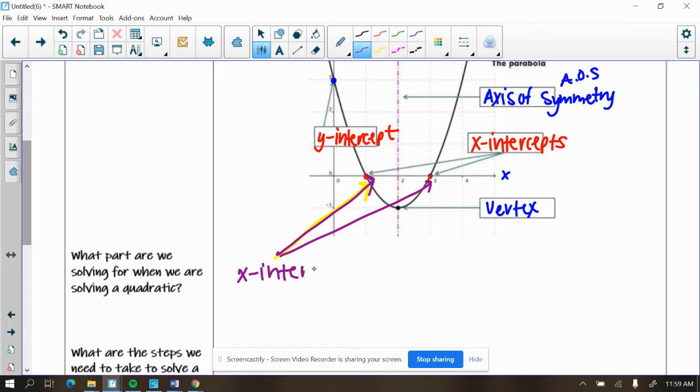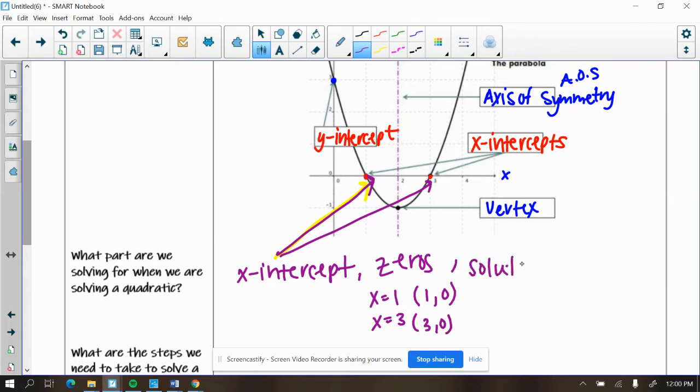The other name that we can call them is the zeros, because technically if x equals, say, 1, our point that is on the graph is really (1, 0). Those are our zeros. Like this one, x is 1. This one over here, x is 3, so we would say (3, 0). Another thing we can say is our solutions to our quadratic when we're solving by factoring.